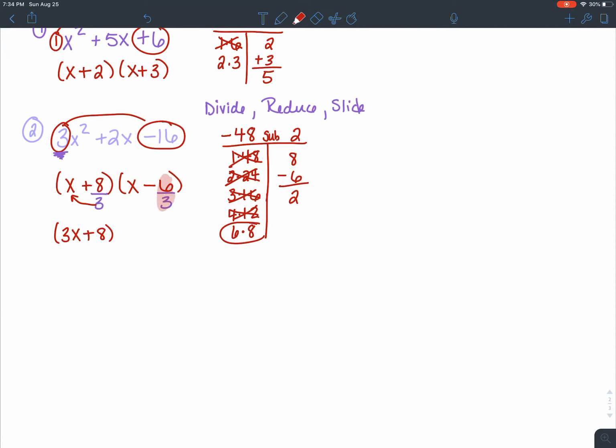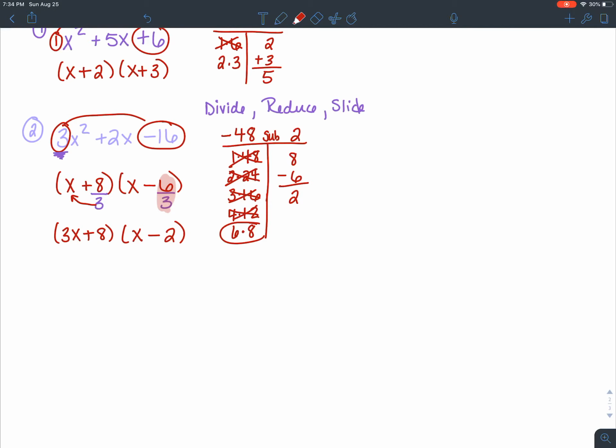This reduces. 6 divided by 3 reduces to 2 over 1. But I don't have to slide over 1 because it's always in front of x. Okay? Now, if that was, again, like I said, 4 over 6, if it reduced to 2 over 3, then I would slide out the 3 because you wouldn't have fractions. So that's that way.